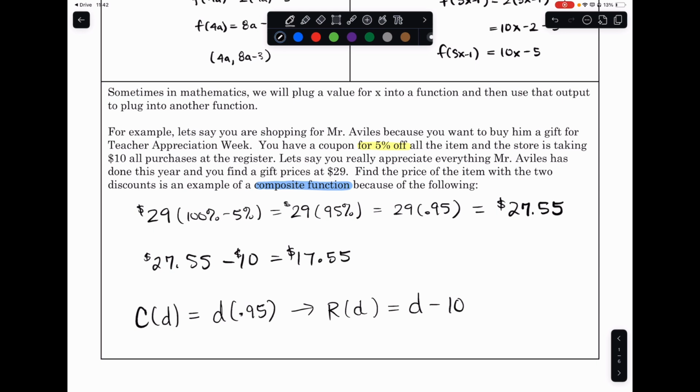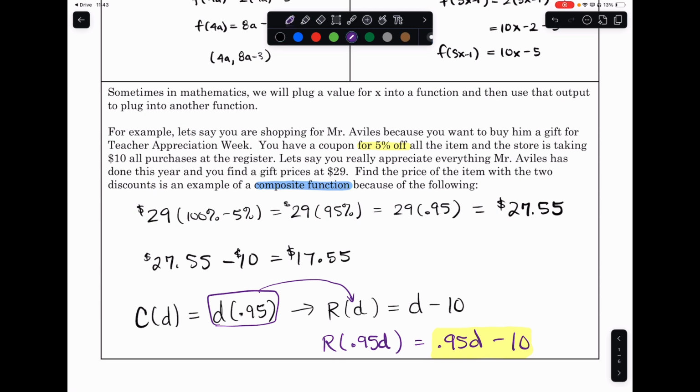Okay, so in terms of composition, this value here will become the new value of D. So this is now going to be R of C of D, which is 0.95D. Let me write it like that, which would mean we have 0.95D minus 10. So this equation here would be the equation that can tell me the price of the item when both discounts are applied. And this is again referred to as a composition function.